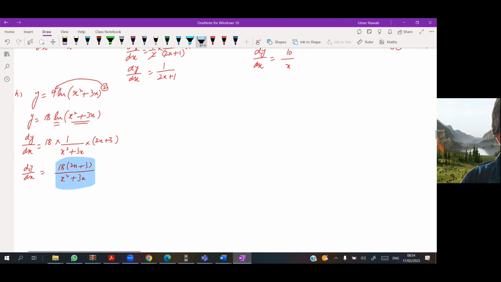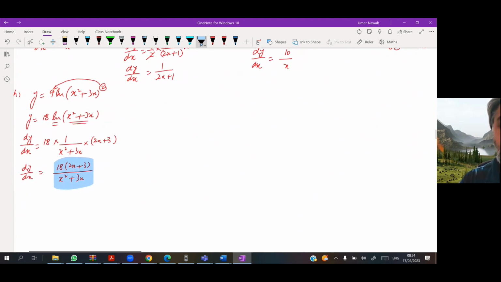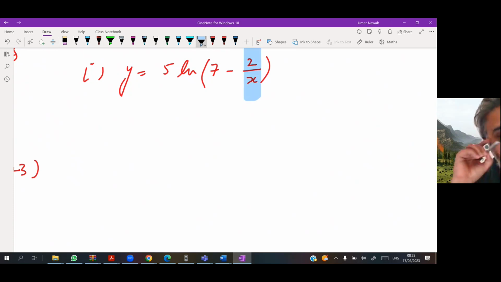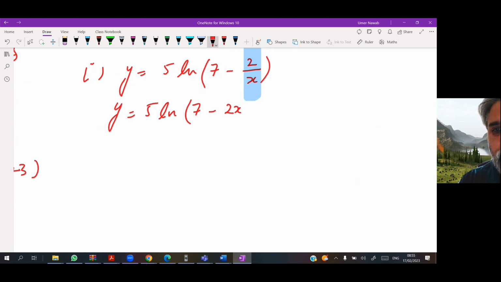Now, after doing the H part, I'm going to go to the I part. In the I part, he says y equals 5 ln of (7 minus 2 over x). I think we can easily solve it. But before this, I want to write this 2 over x in a new form. Let me write it, and then you see. 7 minus 2 x, because here the power is 1, when I push it to go up, it becomes minus 1. Now it's ready to be differentiated.